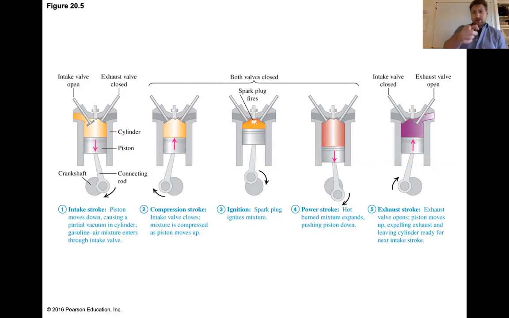And it's step 4 that I'm really interested in here, the power stroke, where the mixture expands for some reason, pushing the piston down, moving that connecting rod and the connection to the crankshaft, causing the crankshaft to rotate.